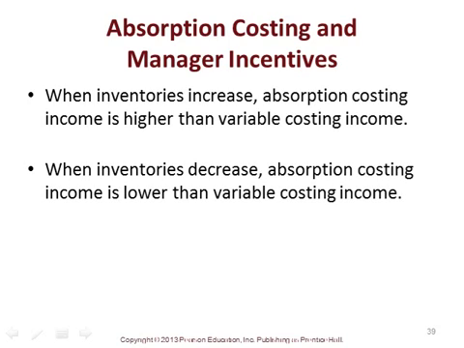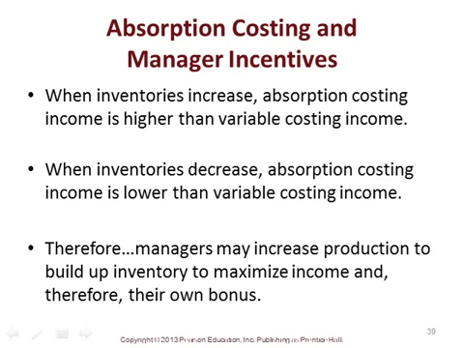When inventories decrease, absorption costing income is lower than variable costing income. I think that makes sense when you think through what's sitting on the balance sheet under absorption costing that's not sitting there under variable costing. And so managers may increase production to build up inventory to maximize income, and therefore their bonus, if they're incentivized based on operating income metrics.